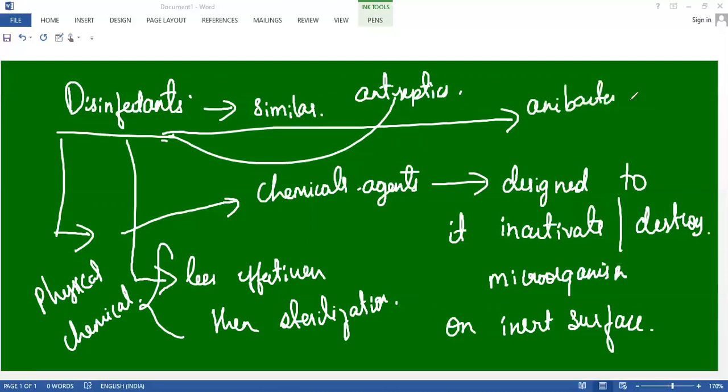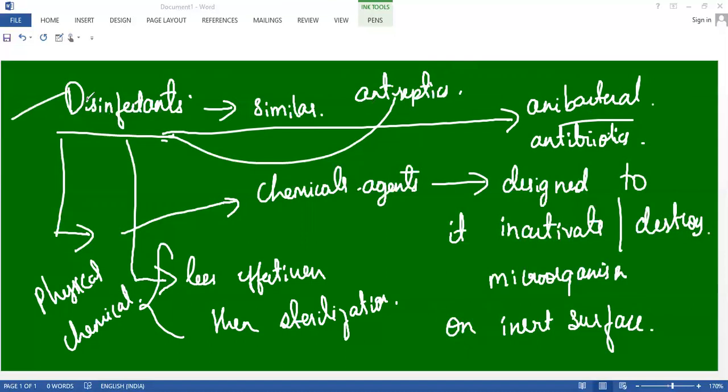We can also call it an antibacterial. Why? Because it will destroy the microorganisms present on the skin. And antibiotics, we can also call this an antibiotic. It is not exactly the same, but there is quite a difference in this. So this is the disinfectors.